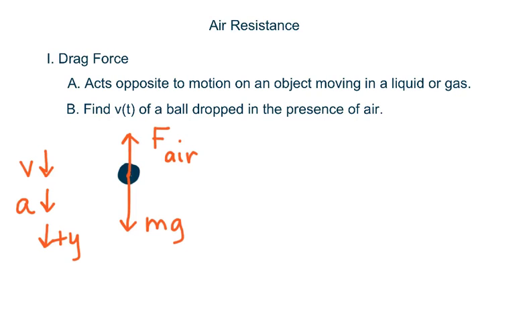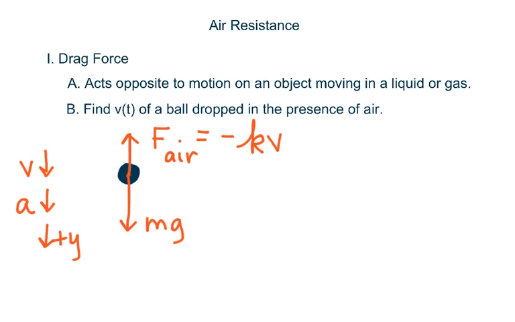Now we're going to make an assumption that as this object falls downward through the air, the air resistance that it experiences is laminar, or there's a laminar flow. So when we make that assumption, then we can assign the equation for air resistance as negative kv, where k is a constant and v is the velocity of the ball. So as the velocity of the ball changes, so does the drag force due to the air.